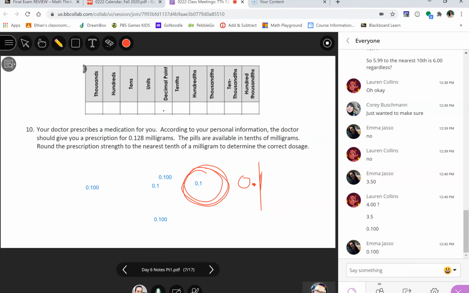You could have also typed in 0.1, you could type in 0.10, you could type in 0.100. MyMathLab will count it right. You could even put 10 zeros on the end. MyMathLab should count it right. Okay, cool.